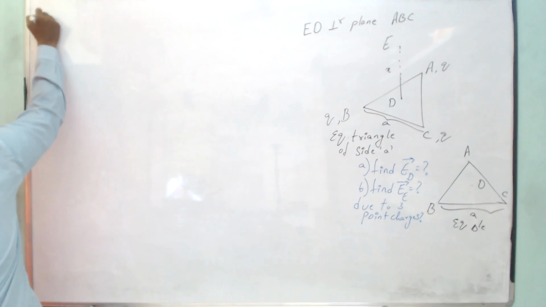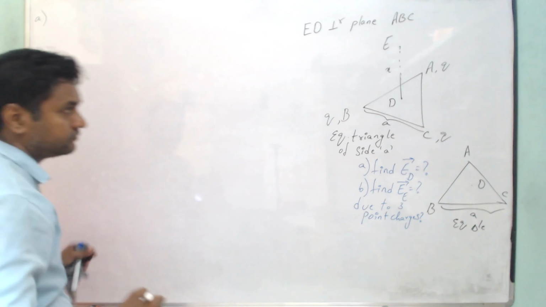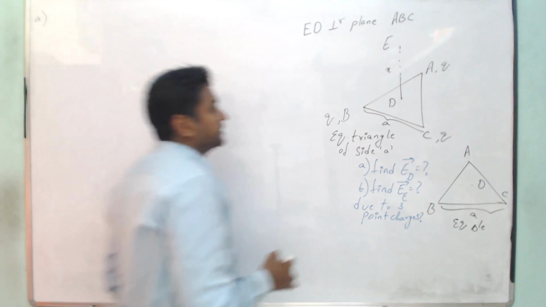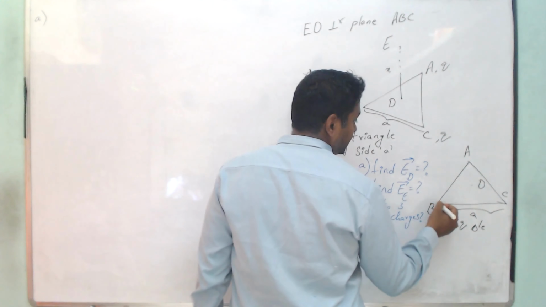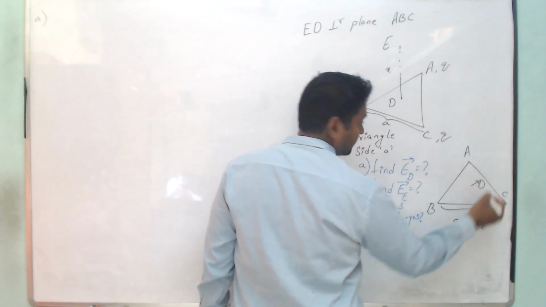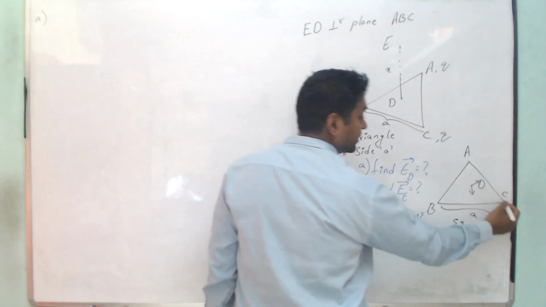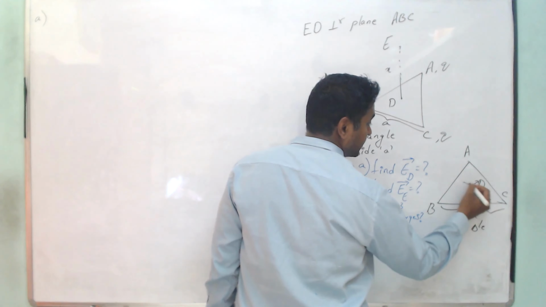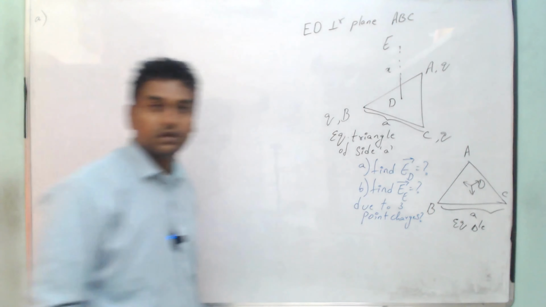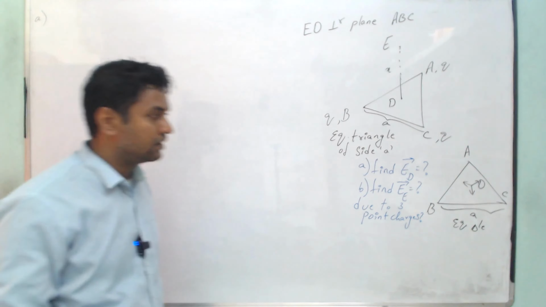Clear? Next. Let us start off with A part. Now in A part, the electric field due to B will be away from B. The electric field due to A will be away from A. The electric field due to C will be away from C.